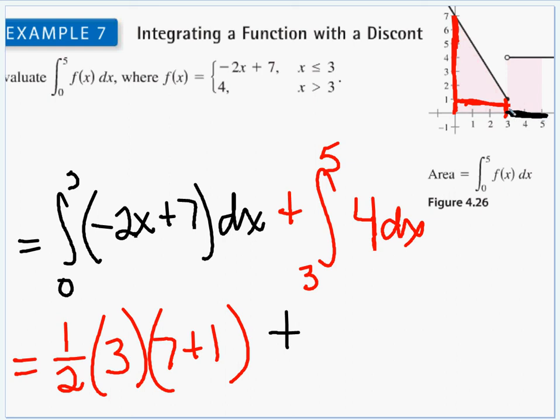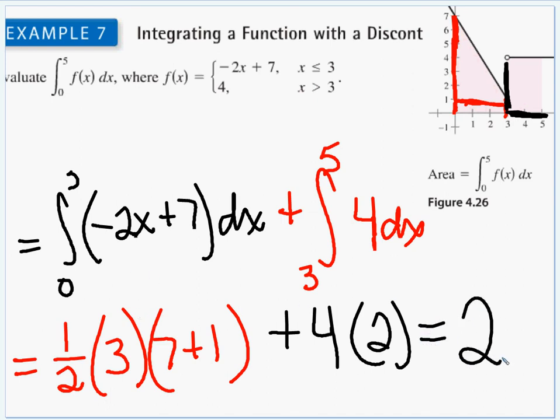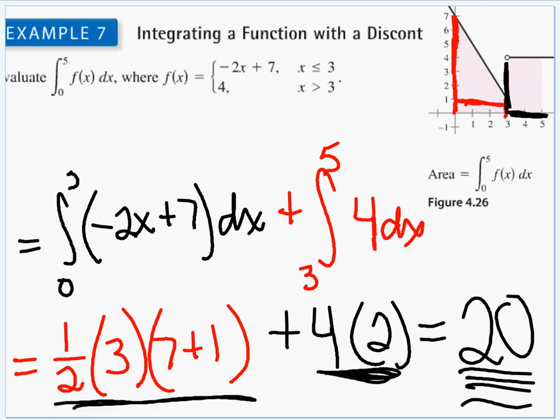Base times height, base is 2 times the height is 4, so 4 times 2. If we compute that, we are going to get 20. That turns into an 8. This will turn into a 12. Very nice.